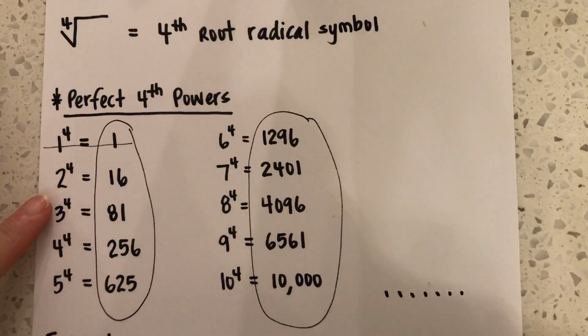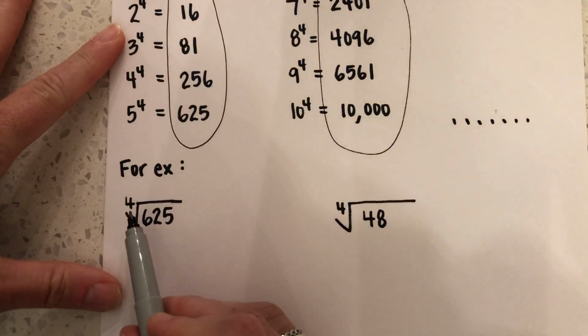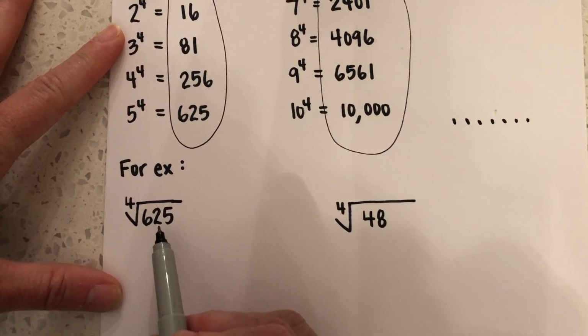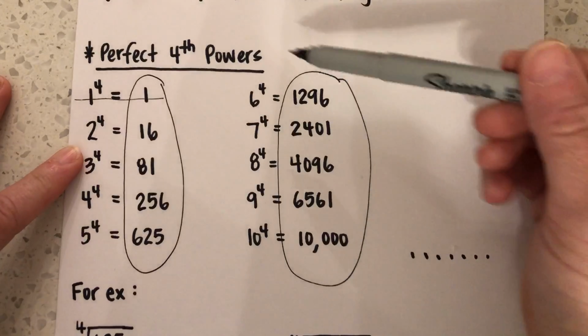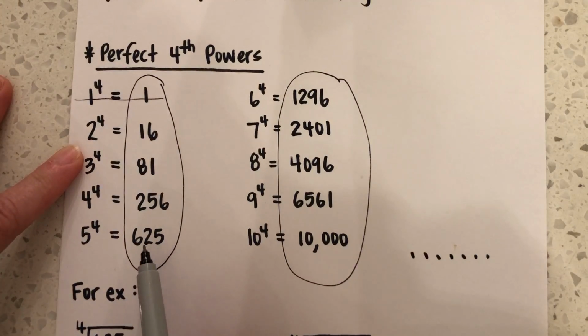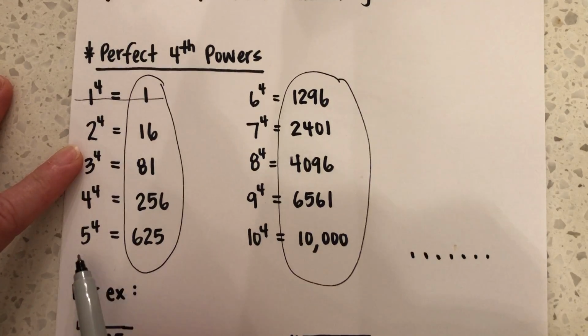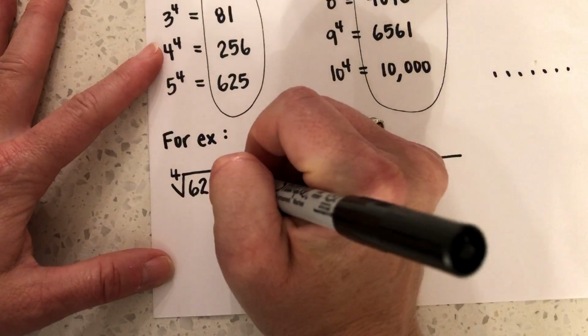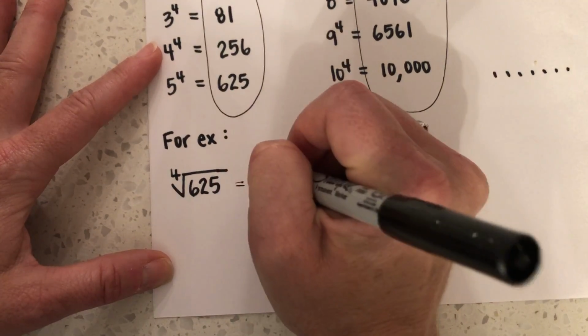So look, for example, if I asked you, what is the fourth root of 625? Well, come to your list and look for 625. It's right there. So that means the fourth root of 625, what number times itself 4 times equals 625? It's 5. So the fourth root of 625 is 5.